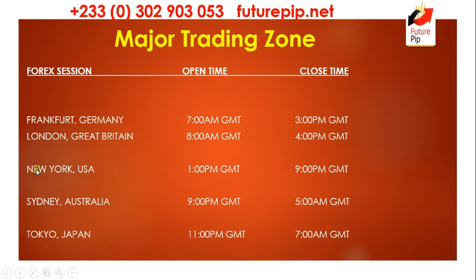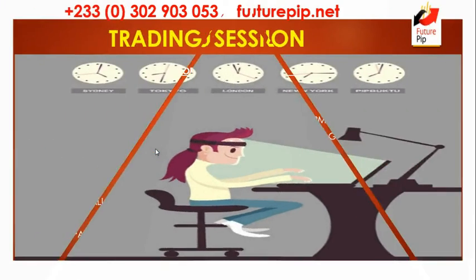You have the New York market, open 1 p.m. GMT and close at 9 p.m. GMT. You have the Sydney market, the Australian market, open at 9 p.m. GMT and close at 5 a.m. GMT. We have the Turkish market, open at 11 p.m. GMT and close at 7 a.m. GMT. And so you find markets opening and closing at one time or the other.